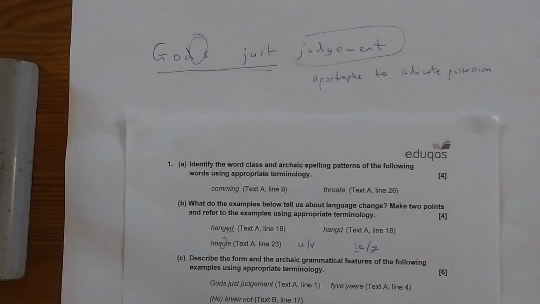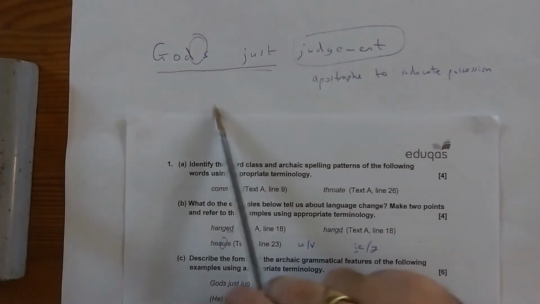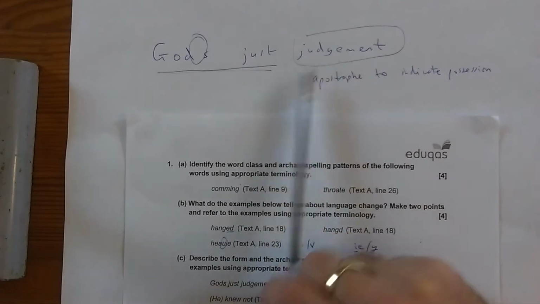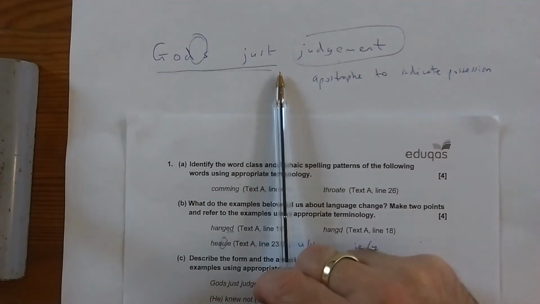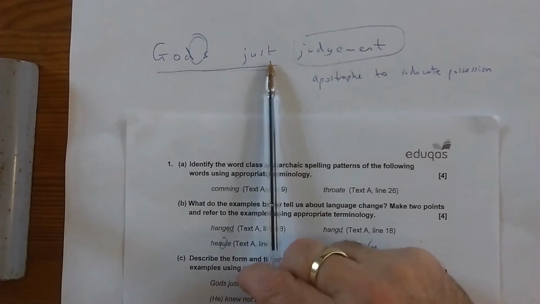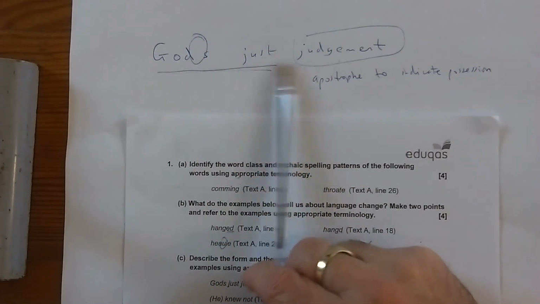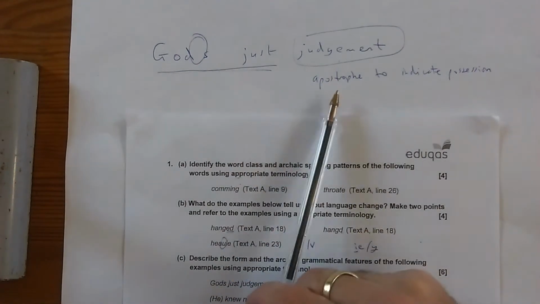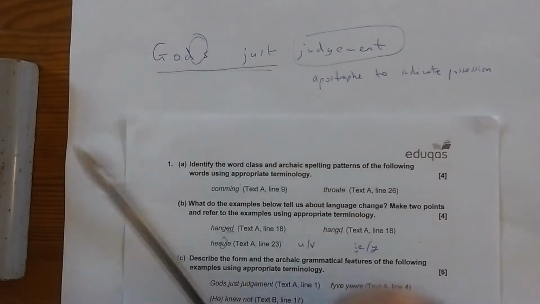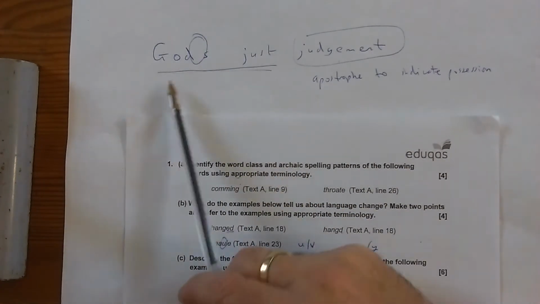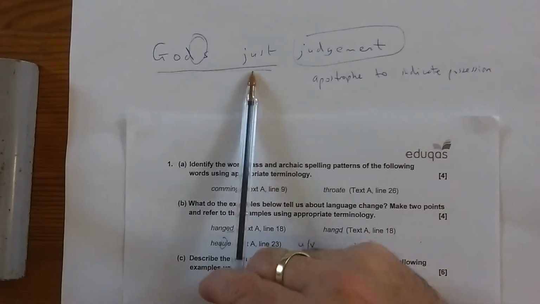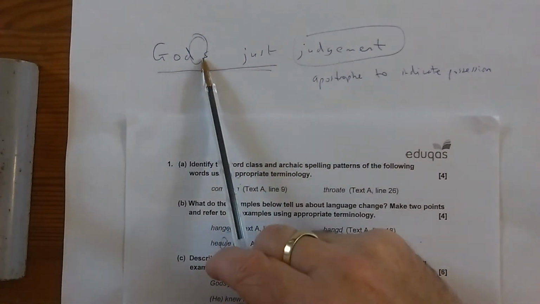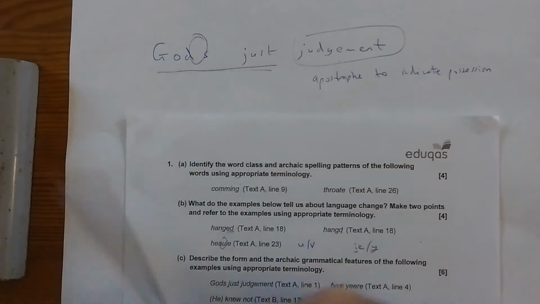So if we have a look at the first example, you'll see God's just judgment. For a start, you'll notice that it's a noun phrase with judgment being the noun and the pre-modifiers God's, belonging to God, and the adjective just to describe the noun judgment. Now, you will probably also have noticed the apostrophe to indicate possession is missing. And pretty much that's what you say. So, in the pre-modified noun phrase God's just judgment, the apostrophe to indicate possession, that the judgment is of or by God, is missing. And that's your 2 marks for that question.